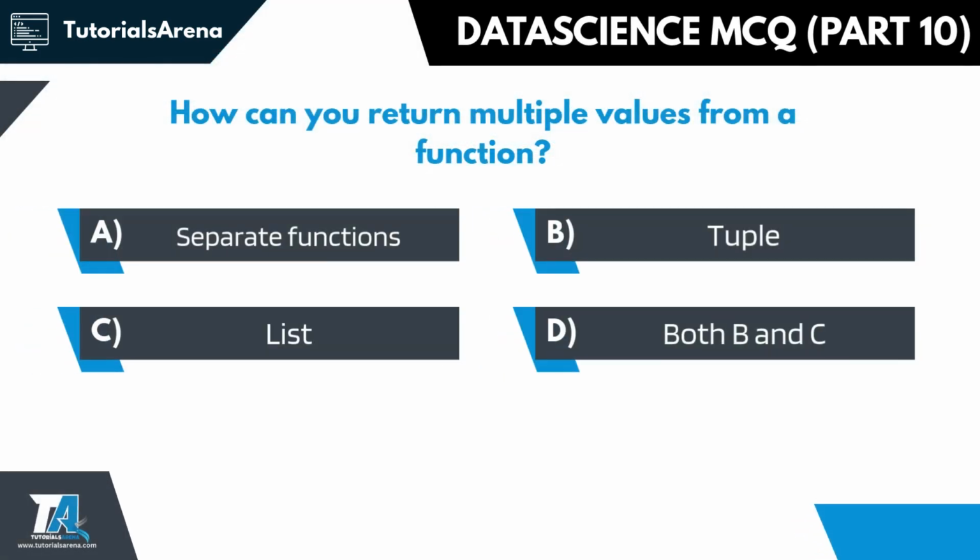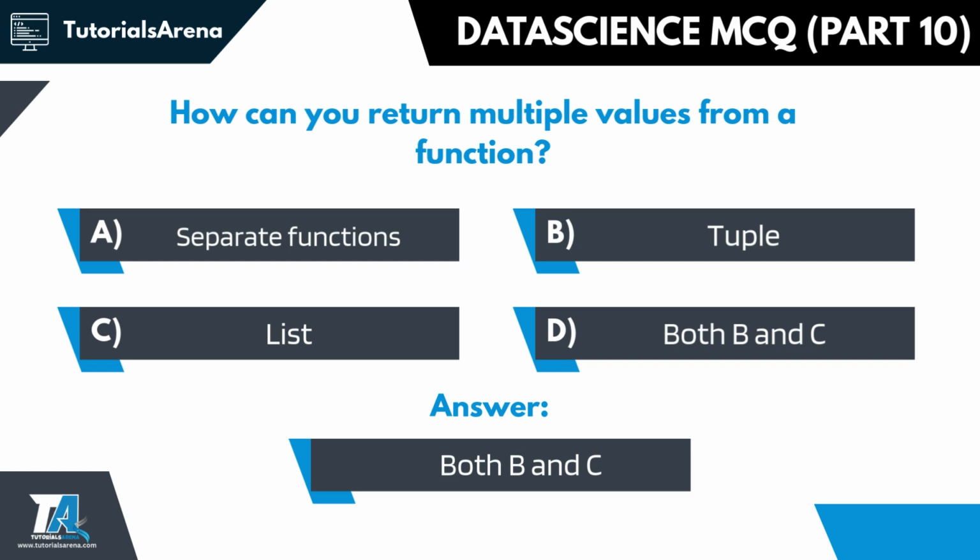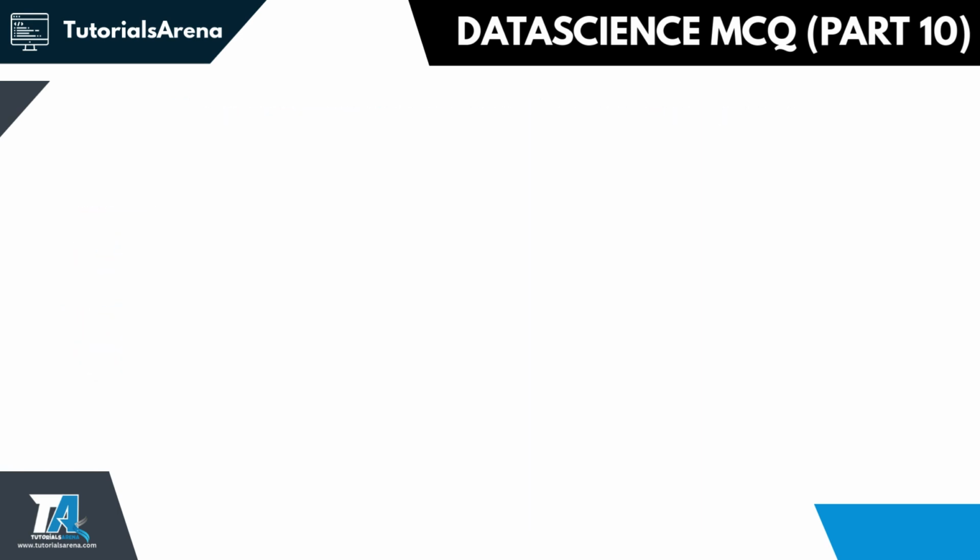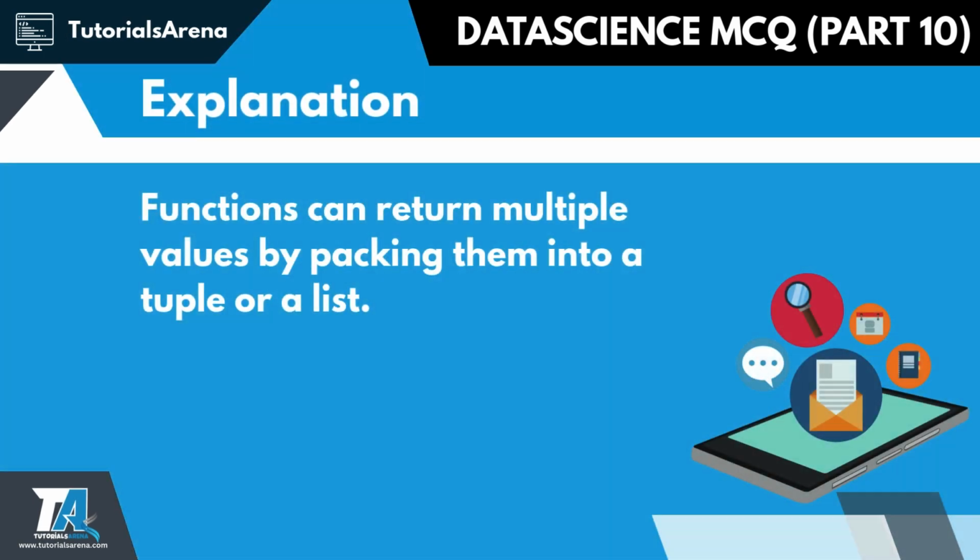How can you return multiple values from a function? The correct option is option D, both B and C using tuple and list. Functions can return multiple values by packing them into a tuple or a list.